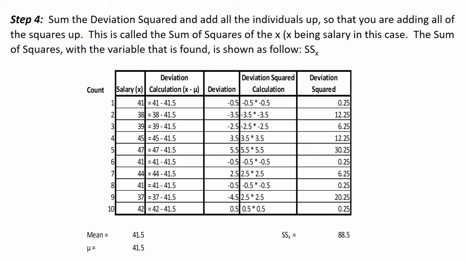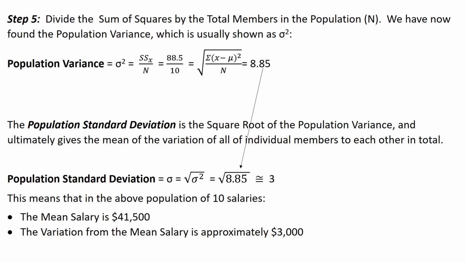I add up that deviation squared, all those individual 0.25 plus 12.25 plus 6.25. When I add those all up, I get 88.5. That is the sum of the squares. Then, here's my formula from before. If you look at this, divide by the number of samples. 88.5 divided by 10 is 8.85.